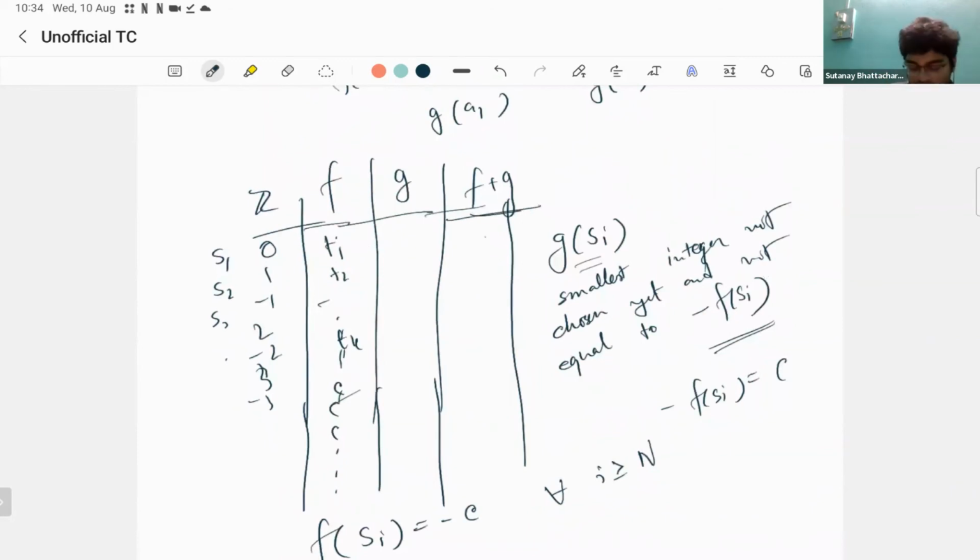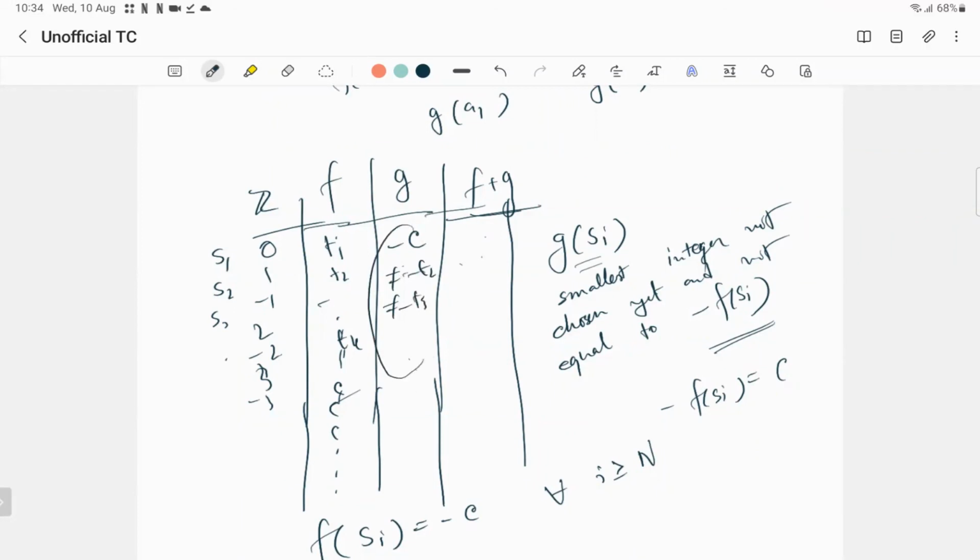surjective, and we can't let f plus g attain the value 0, so we can't put minus C in any of these. So minus C has to come here, and these can be any number, so that this does not equal 0. This can be anything not equal to minus T2, not equal to minus T3, and we can manage that easily.